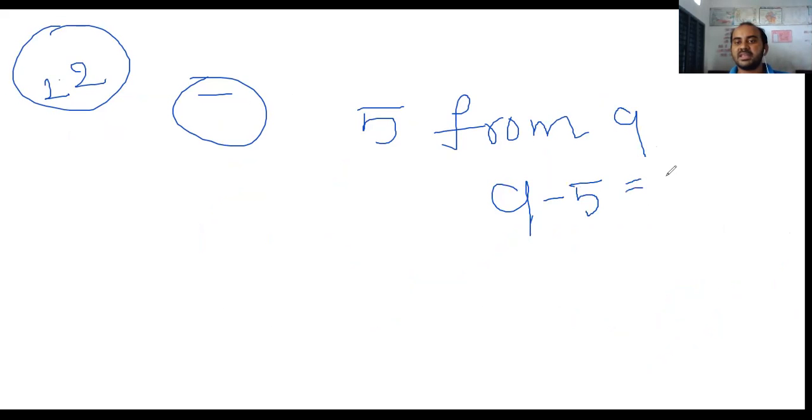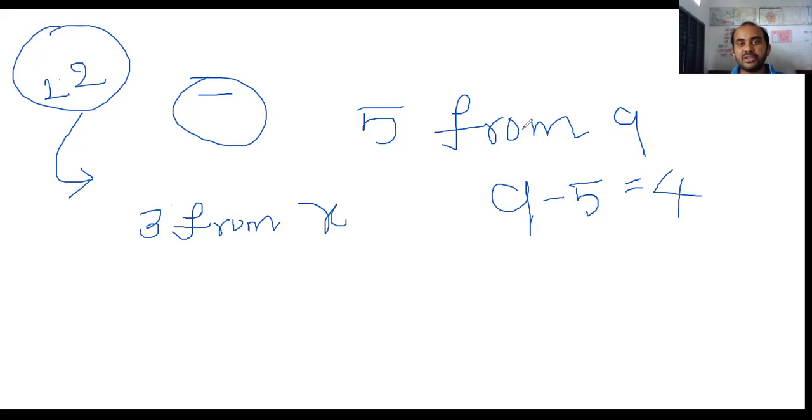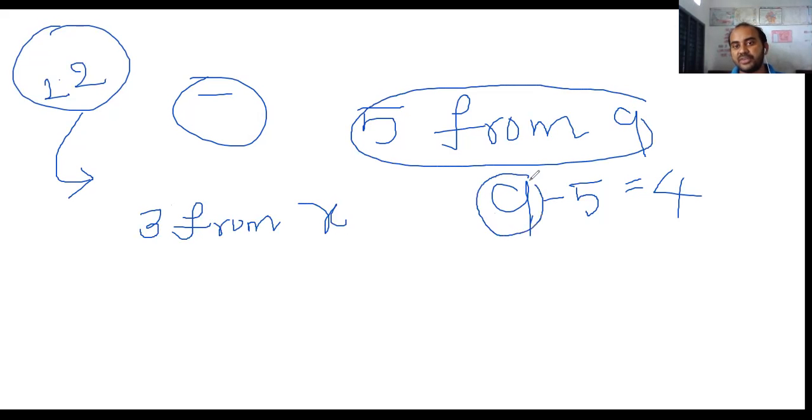Yes or no? Yes. Similarly, for the expressions, how to solve this problem? Can you tell me, subtract 3 from x. When you are writing 5 from 9, your first job is to write the first number, this. Yes or no? Then the second term. So here also, 3 from x means first write x minus 3.